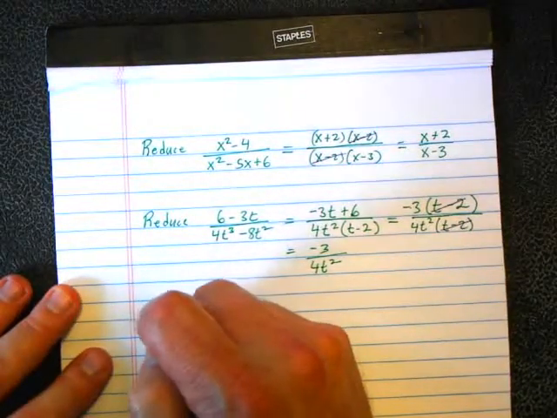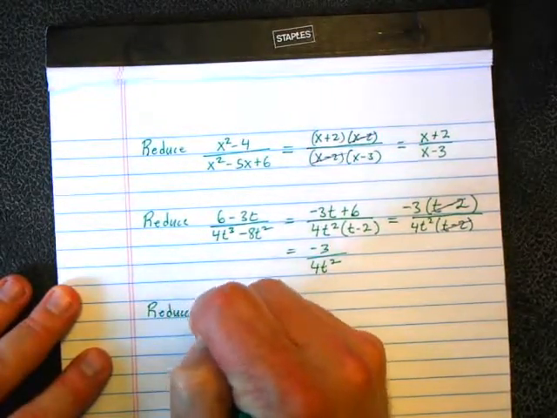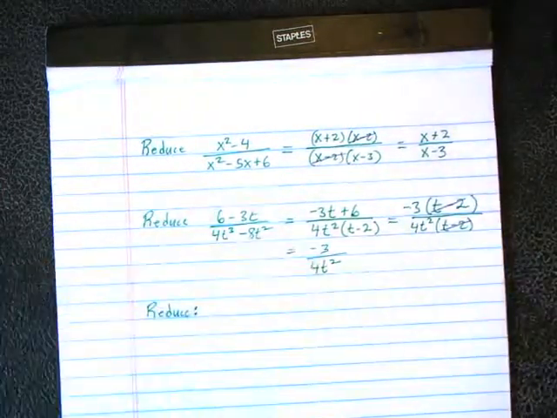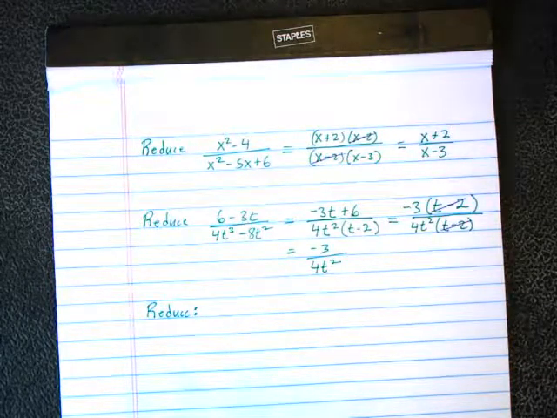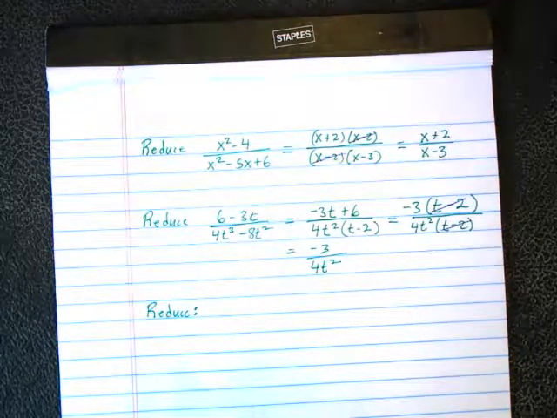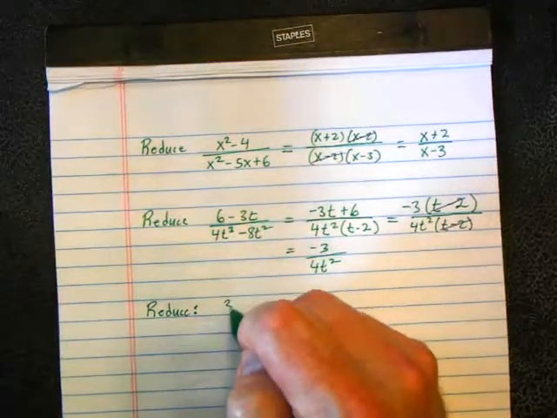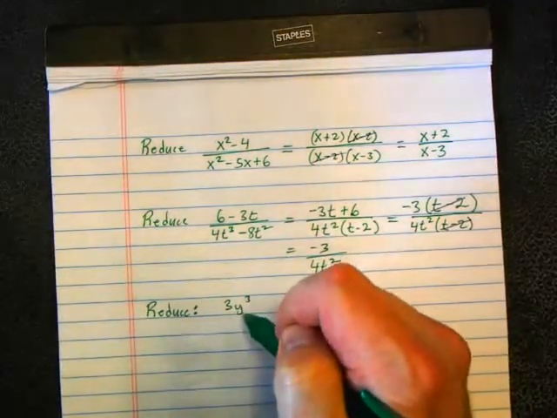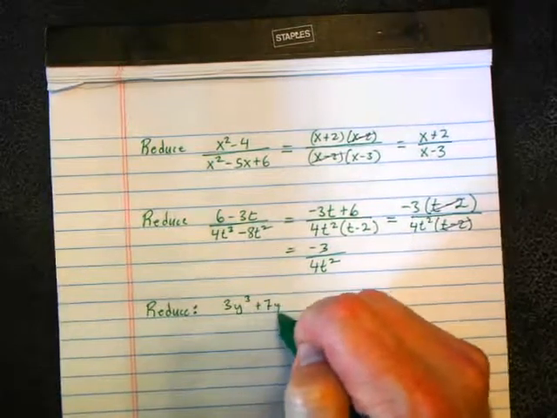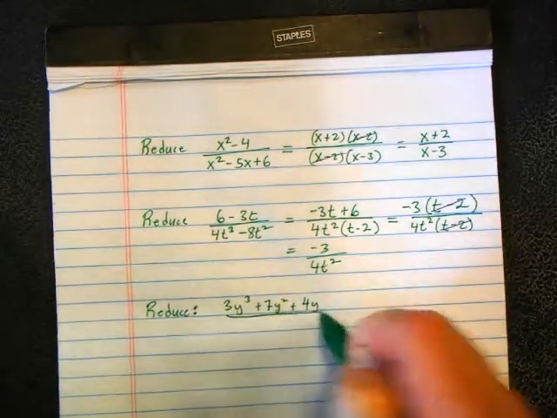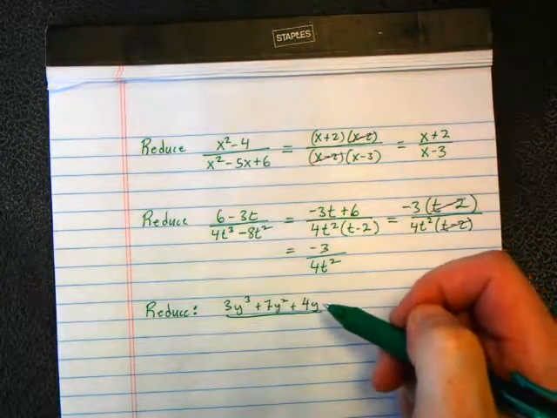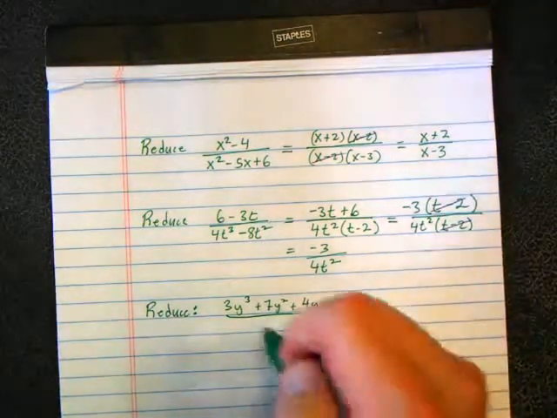All right, reduce. Like a mean one here. Three y cubed plus 7y squared plus 4y divided by y squared plus 5y plus 4.